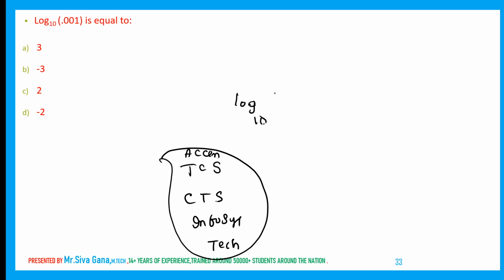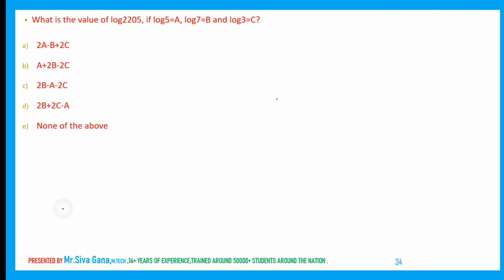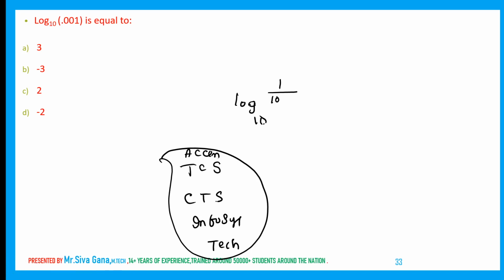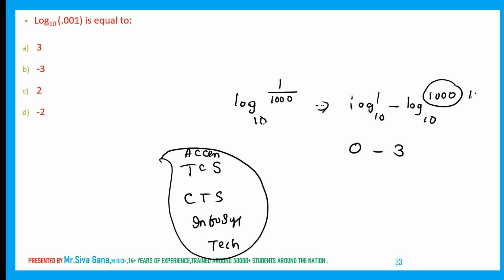Basics. This is log of 1 by 1000 to the base 10. 1000 is 10 power 3, so 1 by 1000 is 10 power minus 3. So I can write this as log 1 to the base 10 minus log 1000 to the base 10. This is 0 minus, and 1000 I can write as 10 cube, so 3 log 10 base 10. This is 1, so the answer is minus 3.